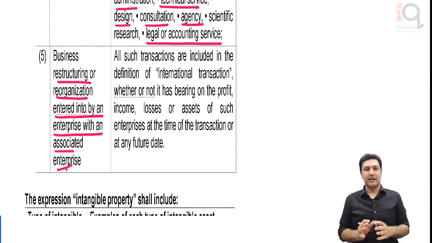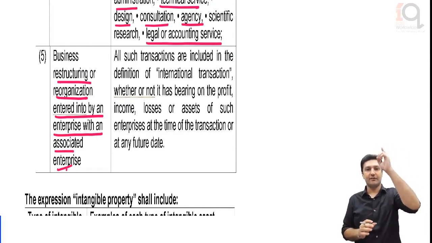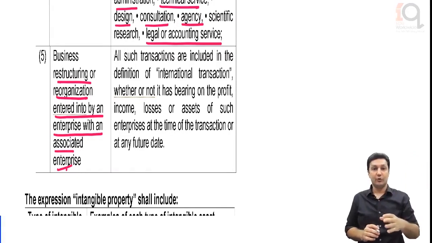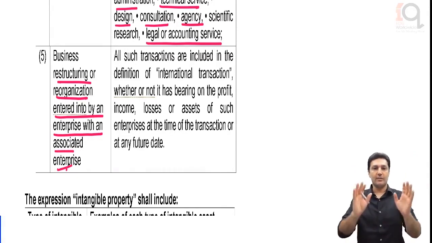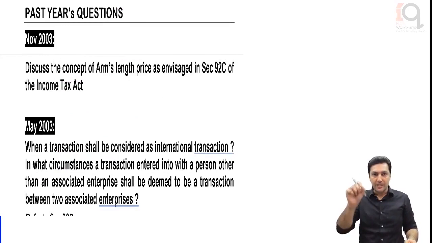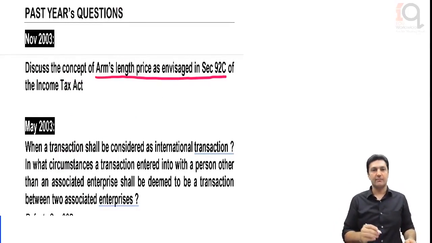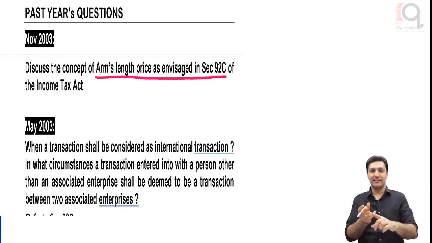What we are trying to understand is that international transaction is any type of purchase, sale, lease of tangible, intangible property. Could be borrowing money, guaranteeing, could be apportionment of costs, overhead, provision of services, will all be covered within the definition of international transaction. If I look at some of the past year's questions from this definition, he's only asked us to discuss the concept of arm's length price as envisaged by 92C. So that's an overall question asking you the same old, it must be an international transaction between associated enterprises and the arm's length price can be recalculated.